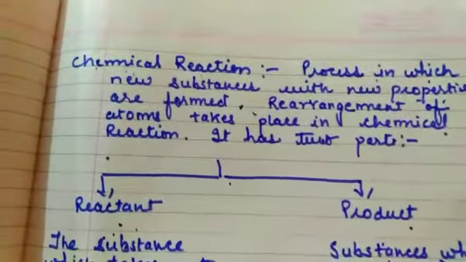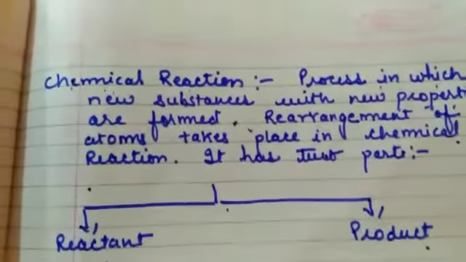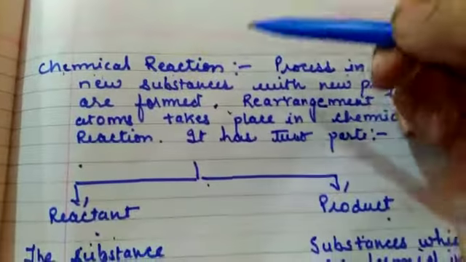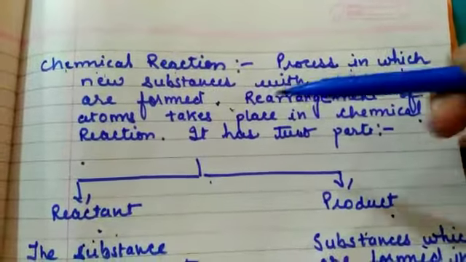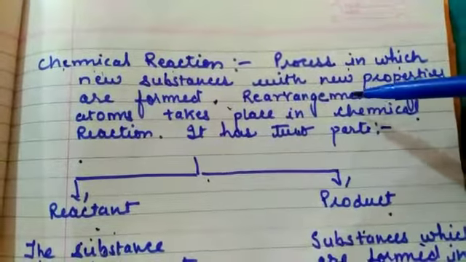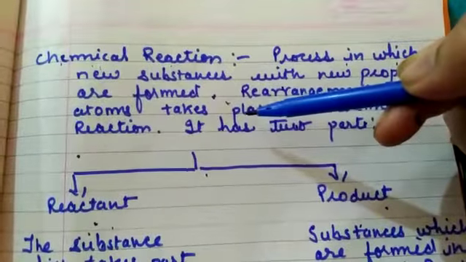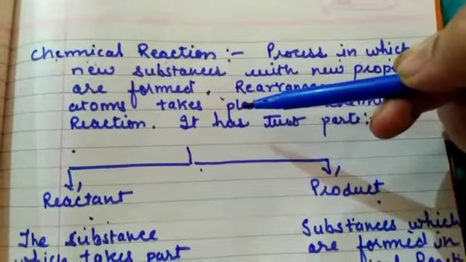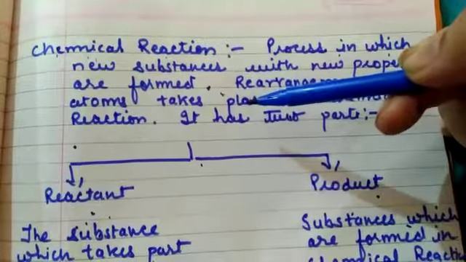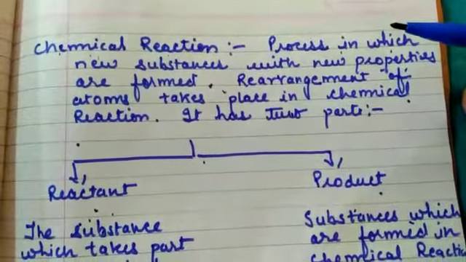We start with the chemical reaction. Okay, what is a chemical reaction? A process in which new substances with new properties are formed. What do you mean by this sentence? That the process in which new substances with new properties are formed?